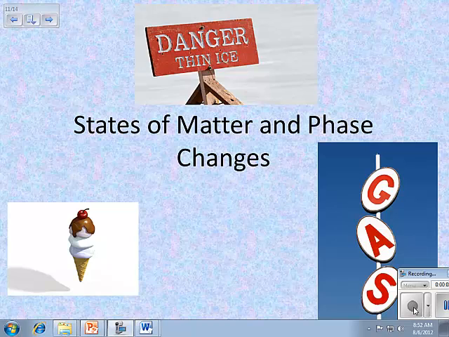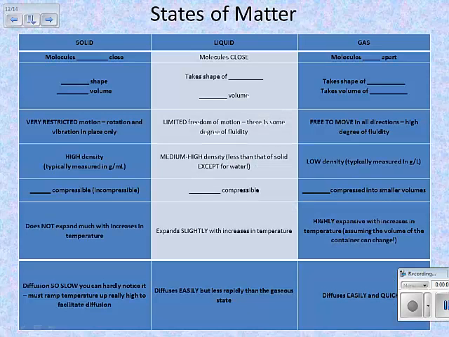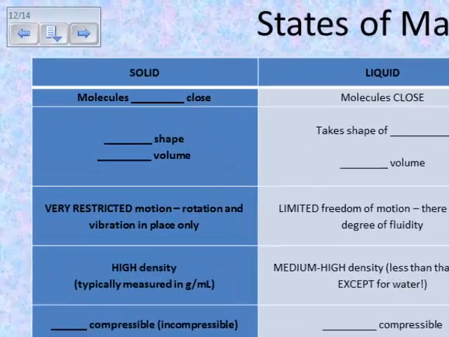Alright, this video is over states of matter and how those matters can change within each other. So you see this chart in your notes. You have your three states of matter written up top: solid, liquid, and gas. Those are the three states of matter that we're actually going to talk about today. You're going to be responsible for this chart and how each one of these states of matter is different from the other. So we're going to go through the solids first.